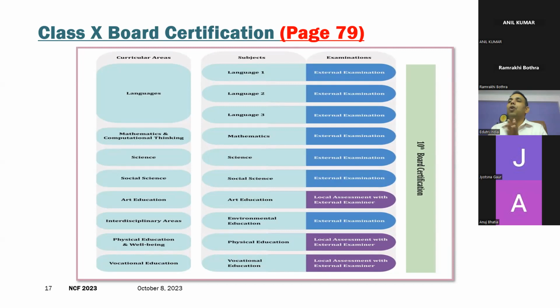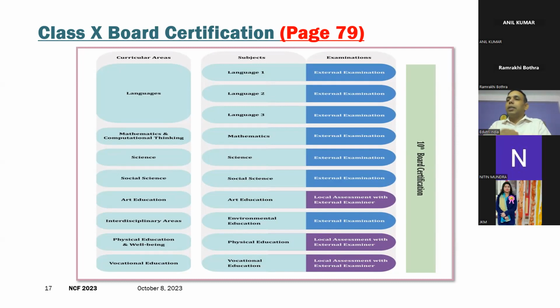So this is a good move, or you find there is some issue? Anyone can give feedback. Is it a good move or not? Sir, total 4 subjects, art, environmental education, physical education. No, environmental education has a board. Sir, environmental education, external examination, it is written. See this. Environmental education, there will be board. Only art education, then physical education, and then vocational education, these 3. Right, sir. Okay. Anyone else? Any query?